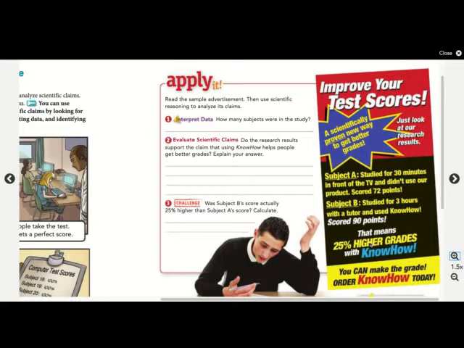In question 3, was subject B's score actually 25% higher than subject A's score? Calculate. In order to do that, we would have to see what 25% of 72 is, and if we do that, we get 18. If we add 18 to the score of 72, we get 90. So that part was actually true. Based on those 2 people, 25% higher grades with Know-How. So the answer to 3 is yes, because that is 25% higher.